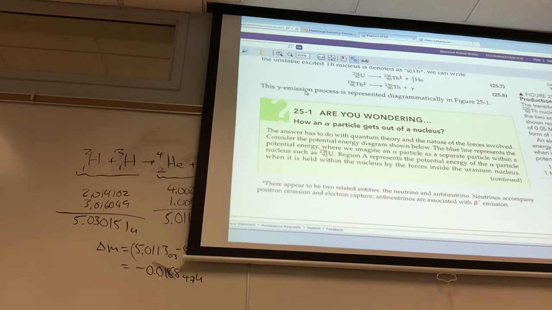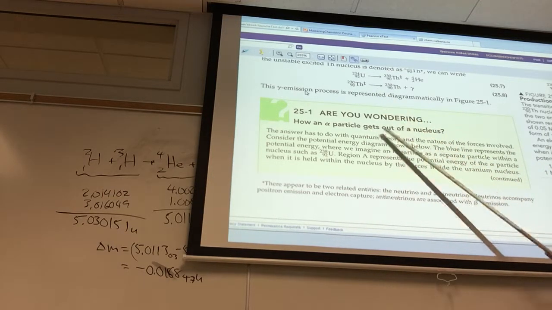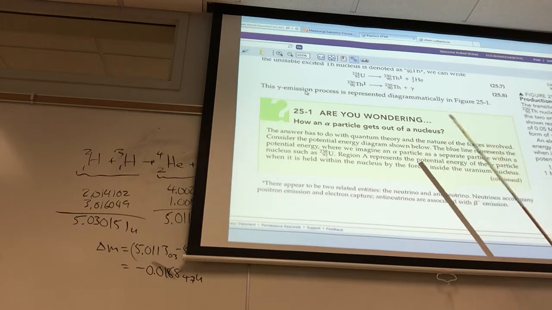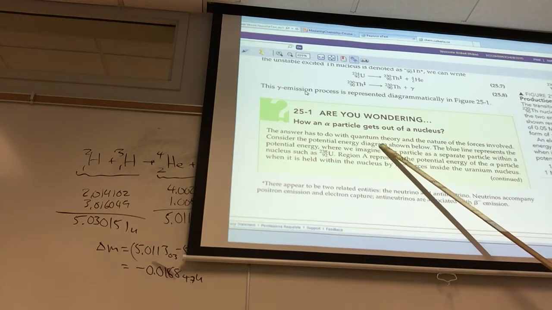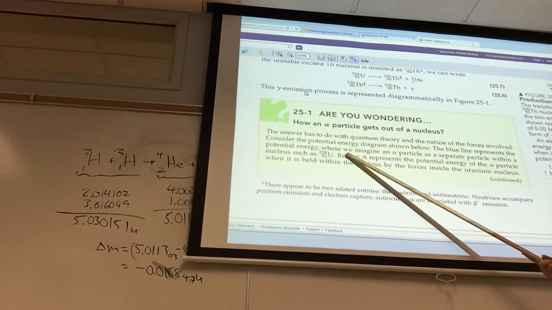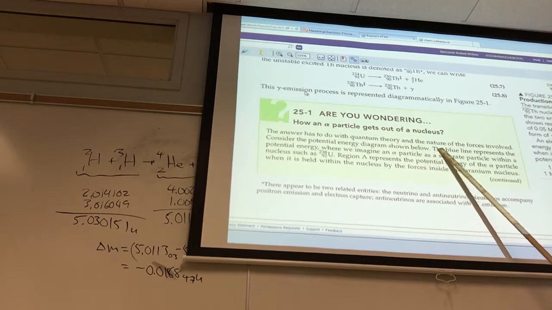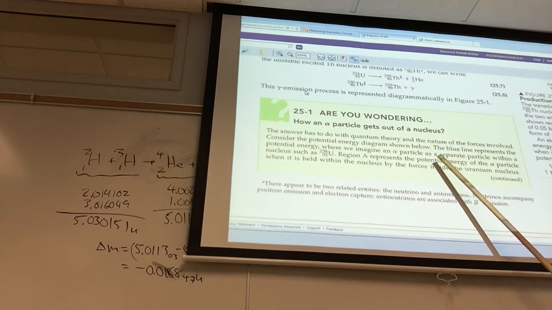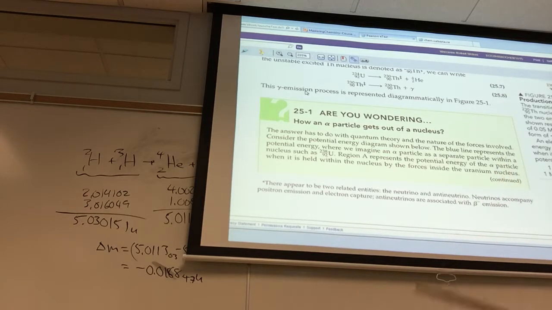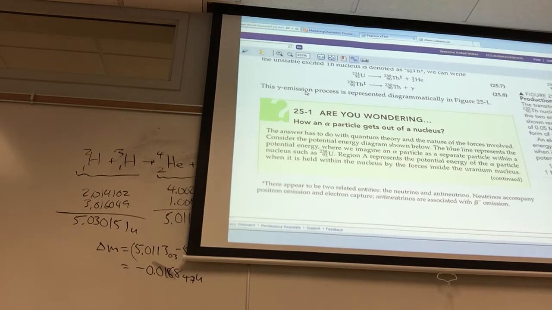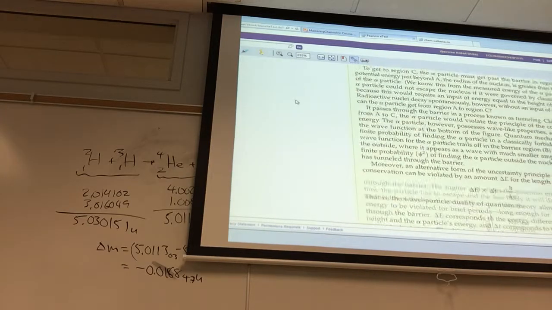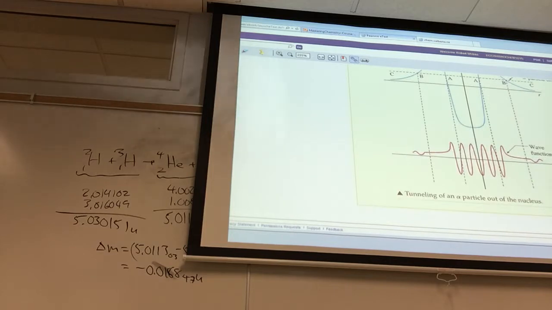So how does an alpha particle get out of the nucleus? How does a beta particle get out of the nucleus? How is an electron captured? So many questions to answer. And so how do alpha particles get out? The answer has to do with quantum theory and the nature of forces involved. Let's continue. We'll leave it at that. This has something to do with tunneling.